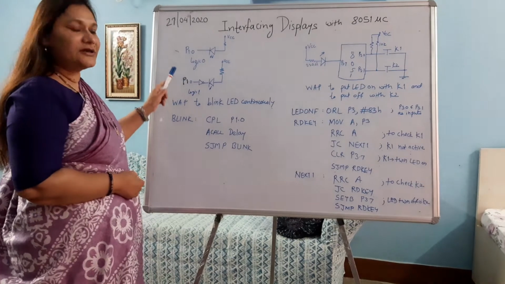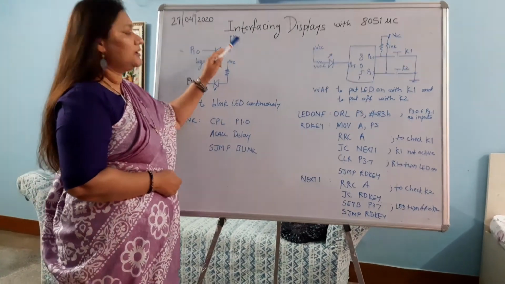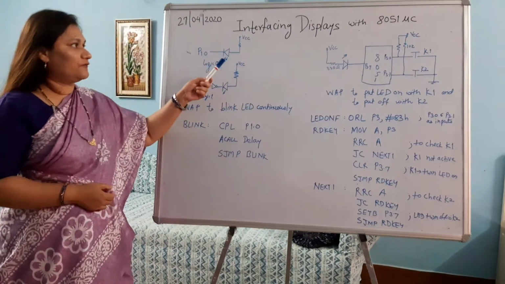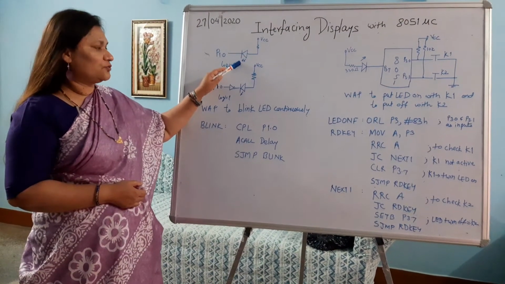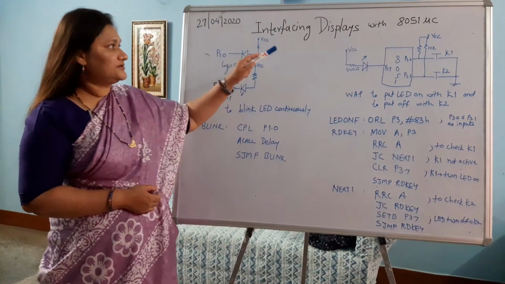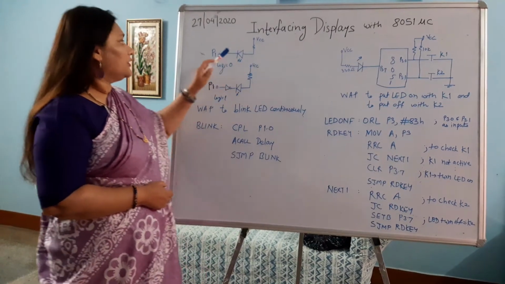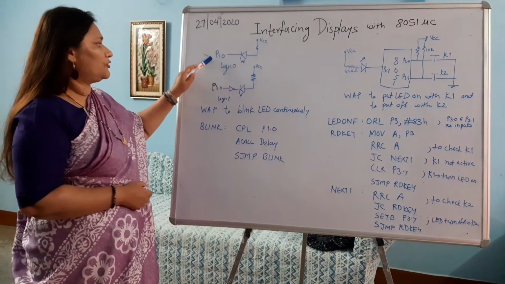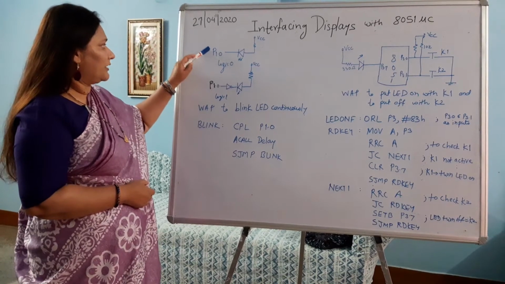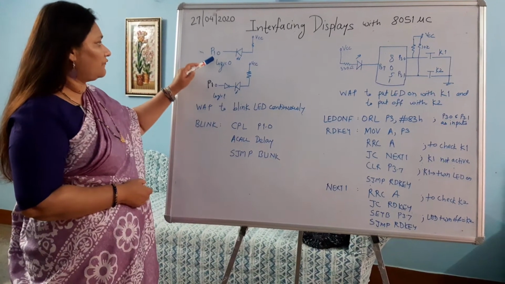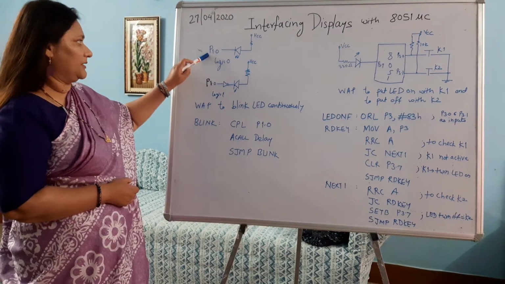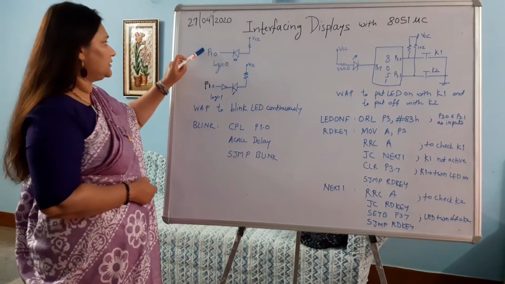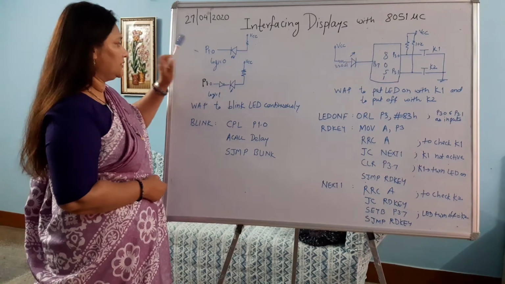How many ports are there in 8051 microcontroller? There are 4 ports in 8051 microcontroller. So suppose we have to interface one LED with 8051 microcontroller, we have to use one port pin. Port 1 will have 8 pins, out of which for one LED we will be using only one pin. So let's say we are using here port 1.0 pin.